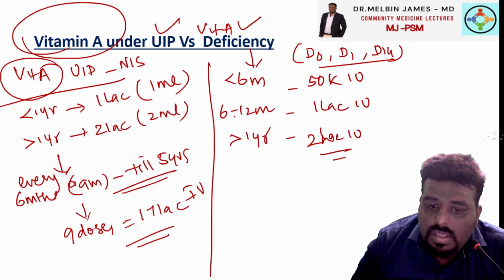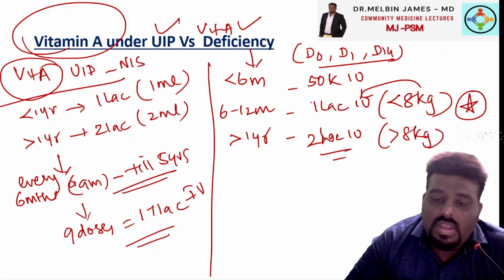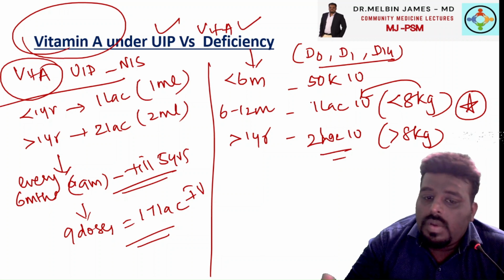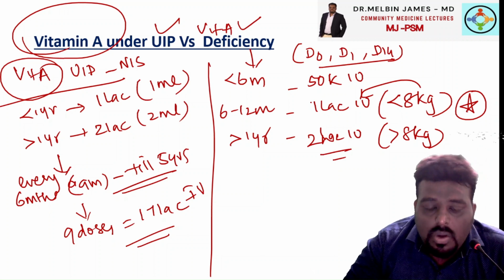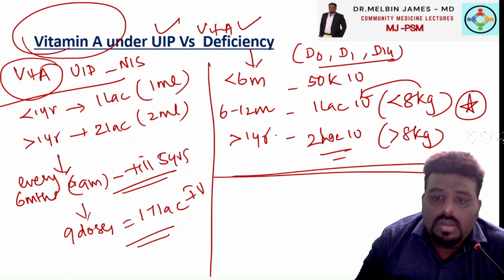Even if the baby is more than 1 year, if it weighs less than 8 kg it comes under this category, and more than 8 kg. So this is where your MCQ and all the bio parts are. If the baby is still less than 8 kg, even though more than 1 year, you have to still give 1 lakh international unit only. Okay, this is where the catch is.